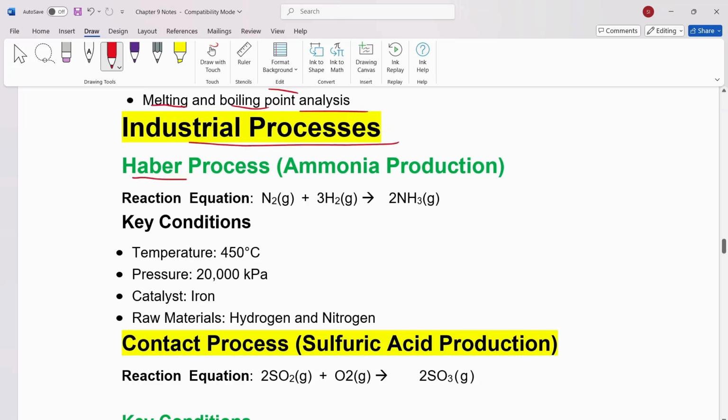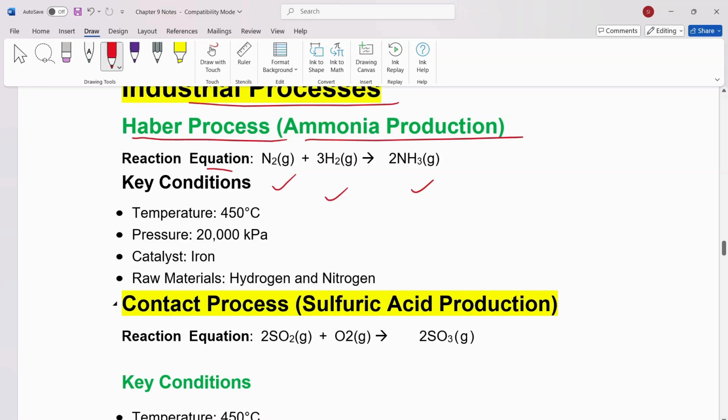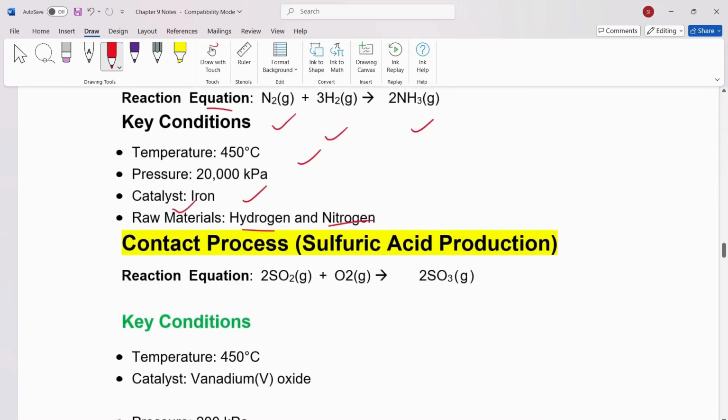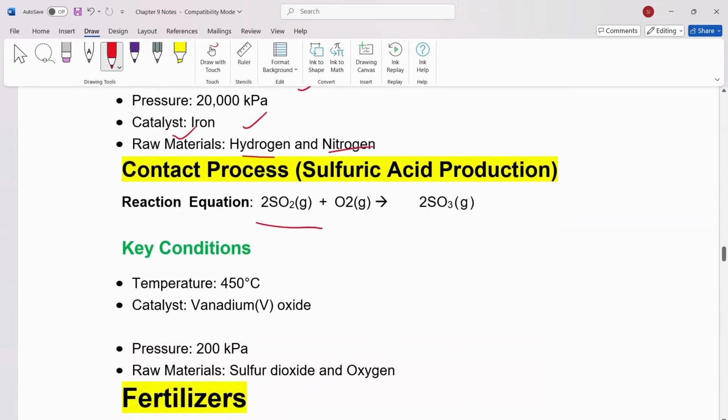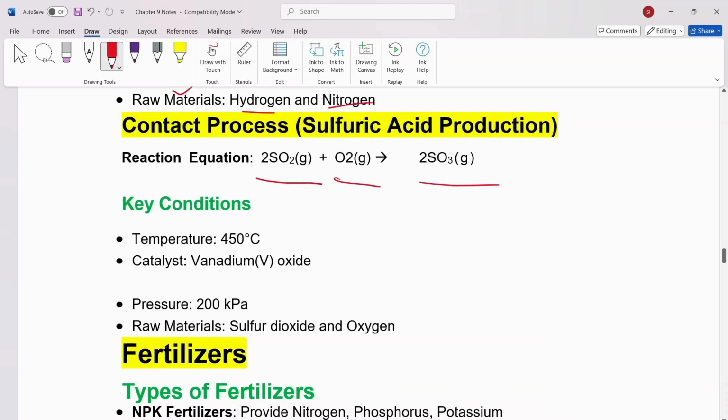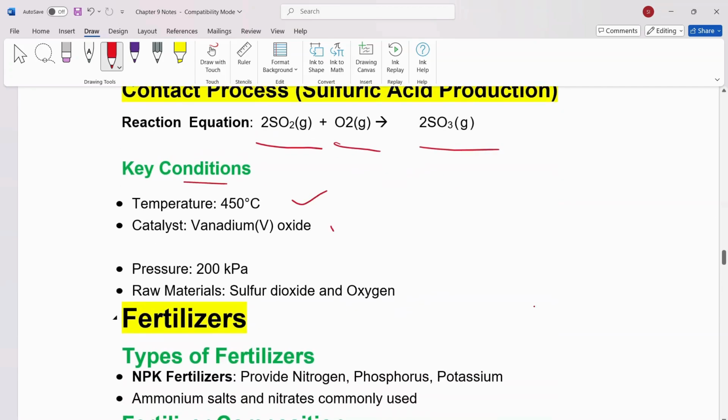Some industrial processes, such as the Haber process, where we produce ammonia, our equation will be this: nitrogen plus hydrogen gives us ammonia. Key considerations, as we discussed earlier as well: temperature 450, pressure 20,000 kPa, catalyst iron, raw materials will be hydrogen and nitrogen. In the contact process, sulfur dioxide with oxygen gives you 2SO3, the production of sulfuric acid. Key conditions: temperature 450, catalyst is vanadium(V) oxide, pressure is 200 kPa, raw materials are sulfur dioxide and oxygen.